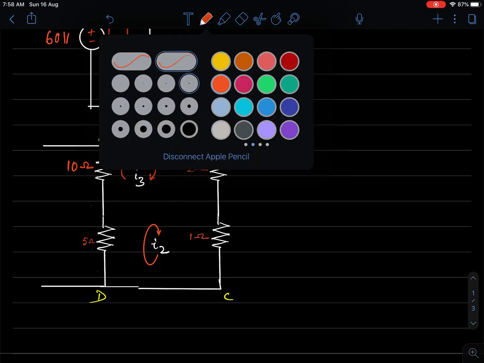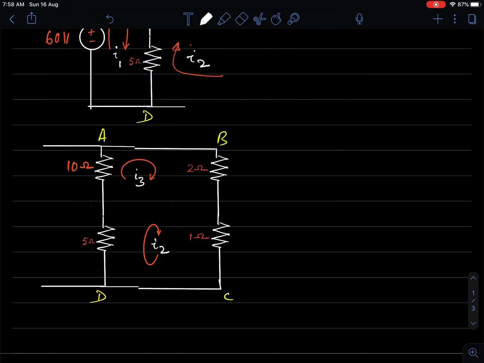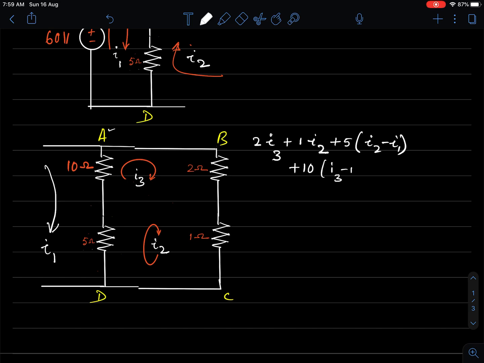We will write the equation. I'll take back my white pencil. I'll go from the top left corner. That is, I'll start from A, go to B, B to C, C to D, D to A. That is my route. So it's 2 into, what is the potential drop? 2 into I3. It's carrying only I3 amperes of current. Then I come to 1 ohm. This is 1 into I2, which is a drop in potential. Then I go to the 5 ohm resistance. I need to put this current also. This is I1. Now plus 5 into, what is the drop in potential? The drop in potential is 5 into (I2 minus I1). Then plus 10 into (I3 minus I1) equal to 0.